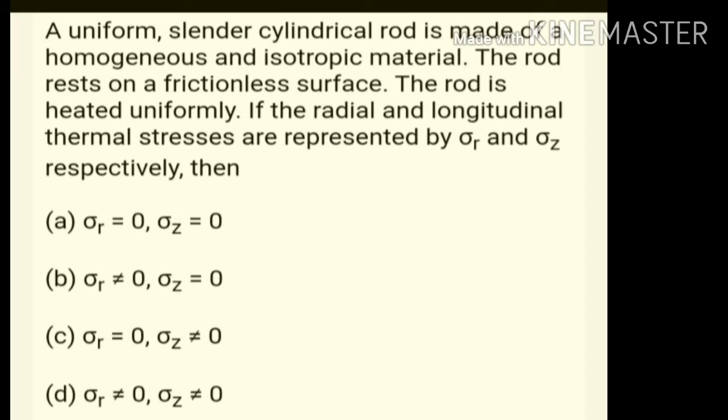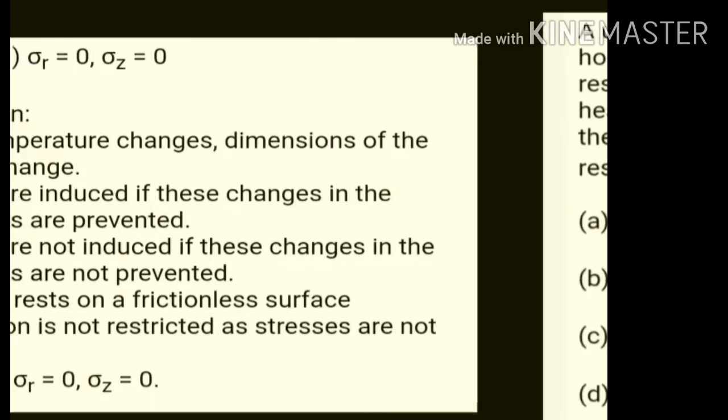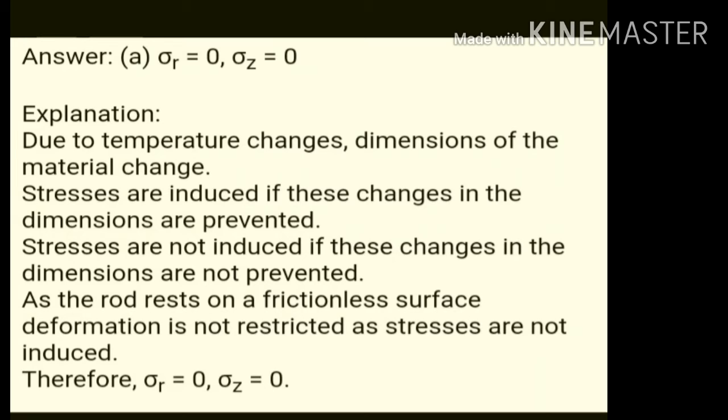Here you have to understand that the rod just rests on a frictionless surface and there are no constraints given. So what are the stresses induced, what is the radial stress and the longitudinal stress? What is the answer? Here you can understand that when it is not constrained in any direction, both radial stress and longitudinal stress must be equal to 0. Any stress will be produced only when it is constrained to expand or contract.